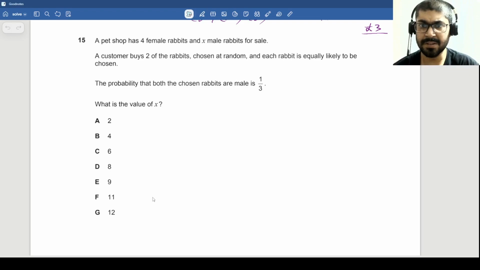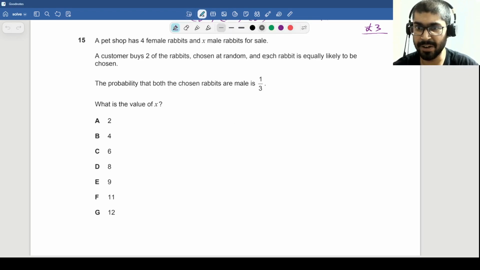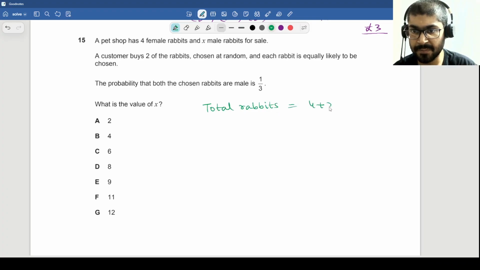So, this problem is not that difficult. It does not rely on posterior probability. It's just simple combinatorics and probability. So 4 female rabbits and X male rabbits. So the total rabbits is 4 plus X, right?